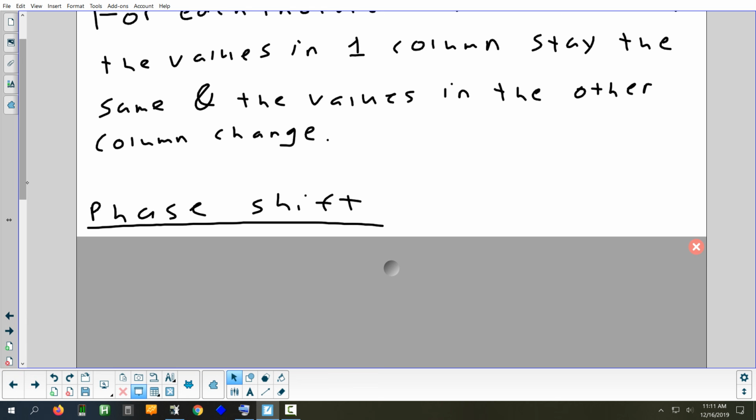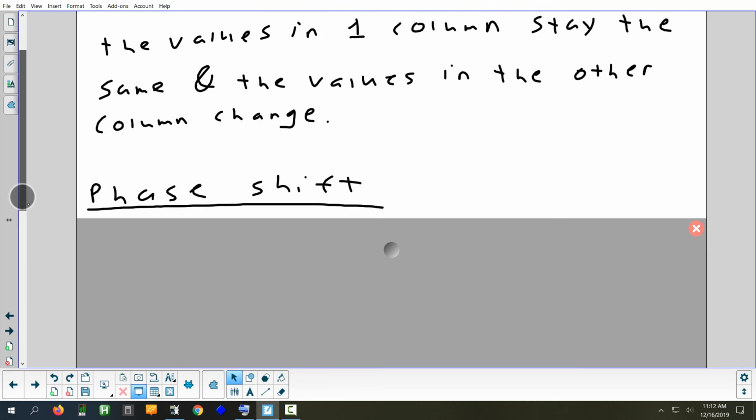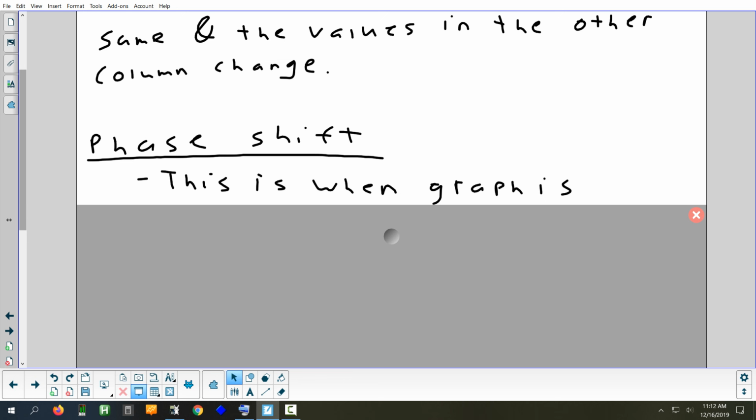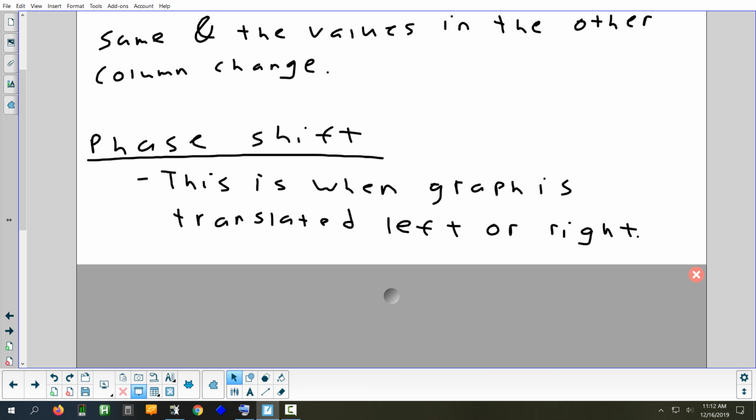Now, anytime that you do what operation, it's a shift? Add or subtract. One is left, one is right. One is up, one is down. Depends if it's vertical, depends if it's horizontal. Okay, so phase shift. Most of the transformations that we study in trig have a different name, but the idea is still the same. It's called a phase shift. What does it really mean? It's just a translation left or right.